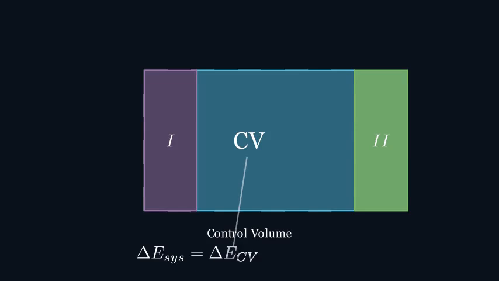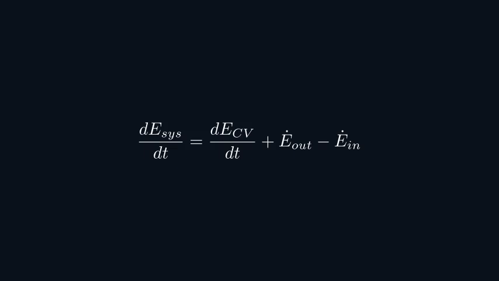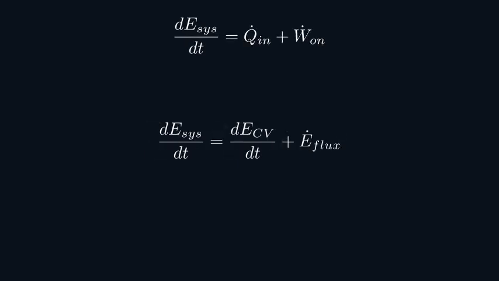So the total change in the system's energy is the change in energy inside the control volume plus the energy that left minus the energy that entered. If we talk about rates of change by dividing by delta t and taking the limit, we get the famous Reynolds transport theorem, tailored for energy. Now we can substitute our original first law of thermodynamics into this expression.